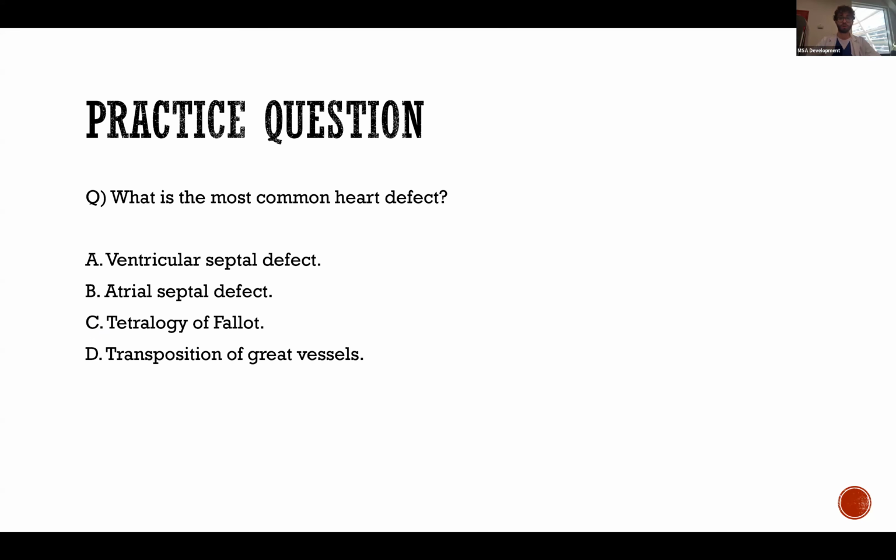Okay, what is the most common heart defect? We said it, ventricular septal defect.